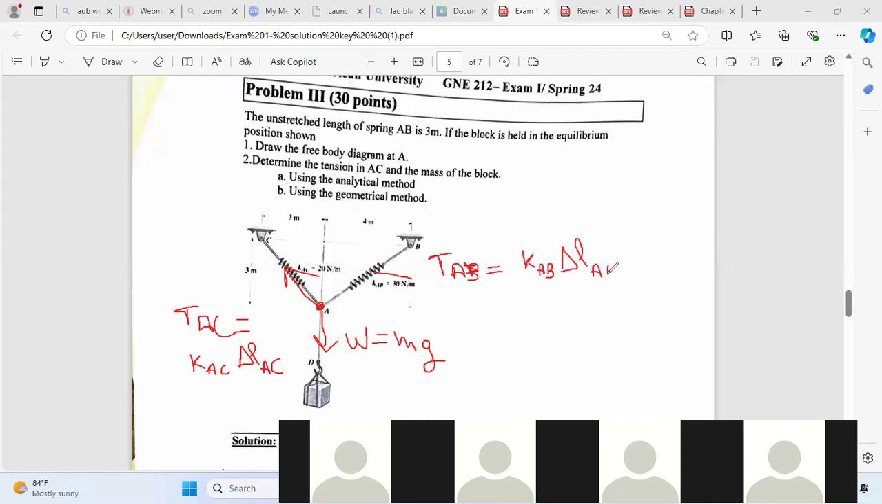Okay. So let us see what we know from this analysis and what is unknown. They told us that the unstretched length of spring AB is known. So L0 for AB, we know it. Okay. Since we know L0 of AB, we can calculate delta L of AB. So by definition, what is delta L of AB? It's the length of AB minus L0 of AB. Okay? If you look at your figure, can you calculate L of AB?